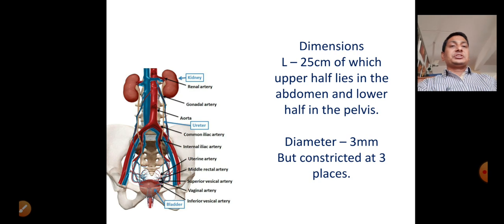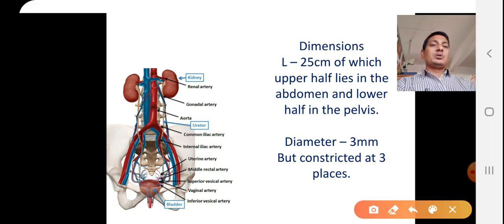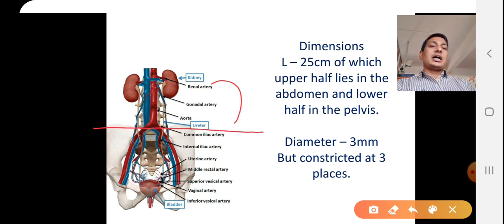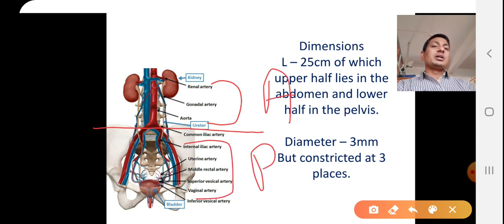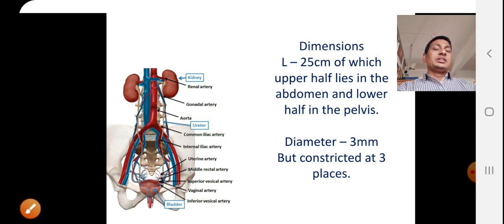Now the dimensions. The length of the ureter is about 25 centimeters, out of which half lies in the abdomen and half lies in the pelvic region. If we see, this is the abdominal part and this is the pelvic part of the ureter. The diameter is 3 mm, if we see the lumen. Normally, the ureter has three constrictions, three points at which it is constricted.